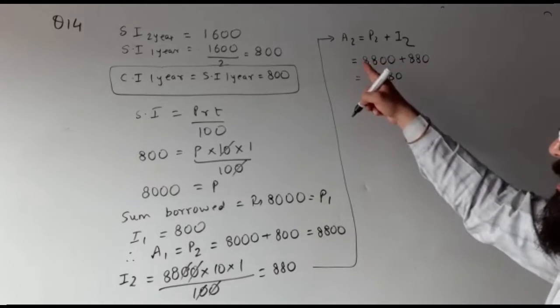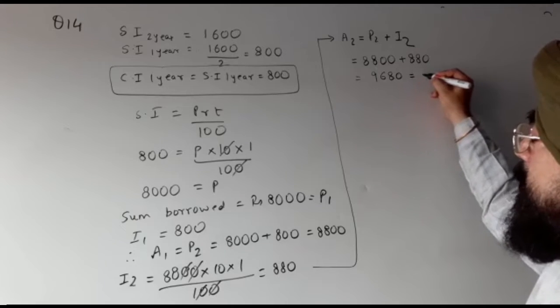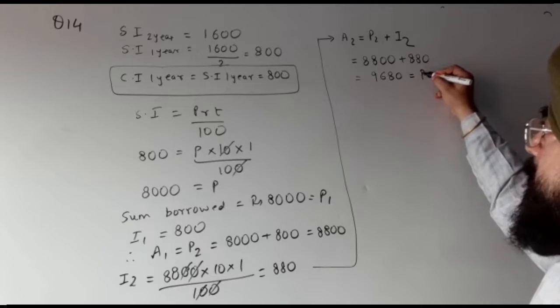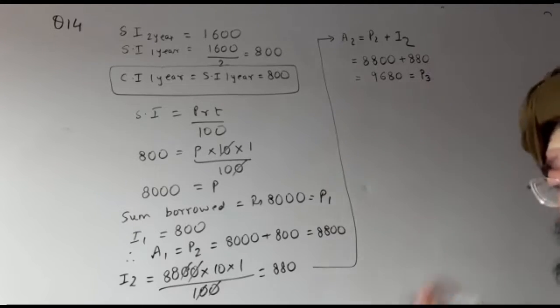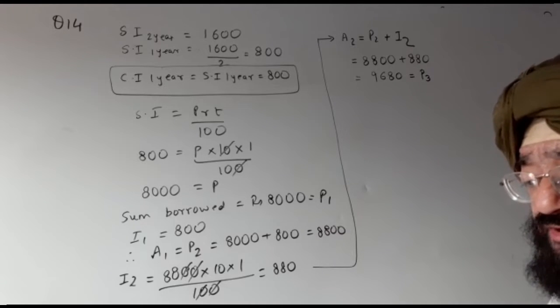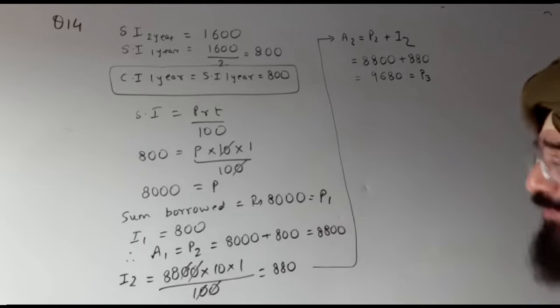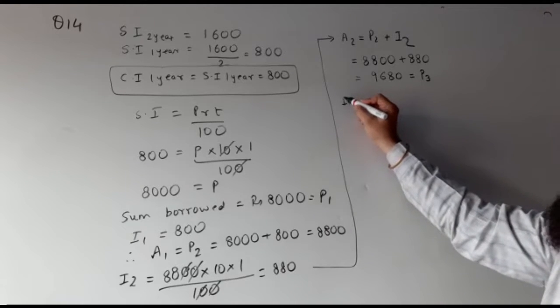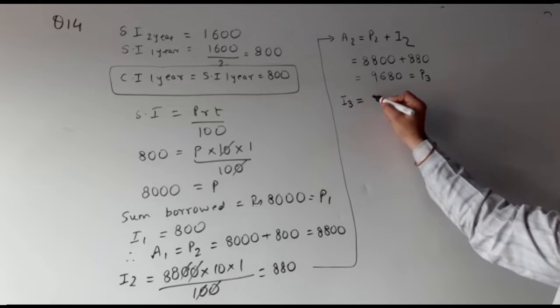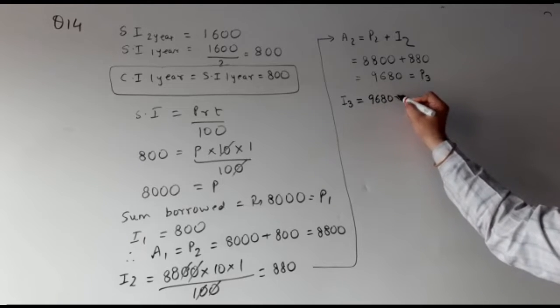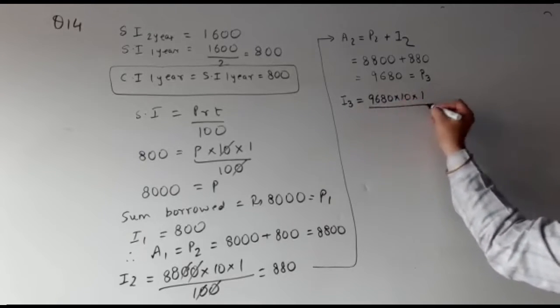This becomes the amount at the end of the second year, which also will now be nominated as principal for the third year, because nothing is being returned. So he is not returning anything. So this becomes the principal for the third year. With the help of this, you will calculate the interest for the third year. That is 9680 into 10 into time is 1 upon 100.